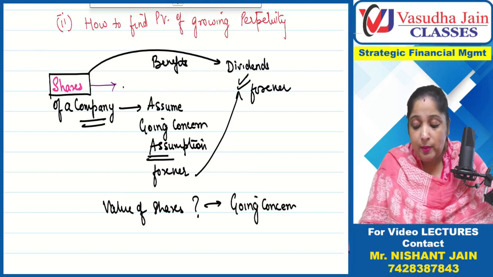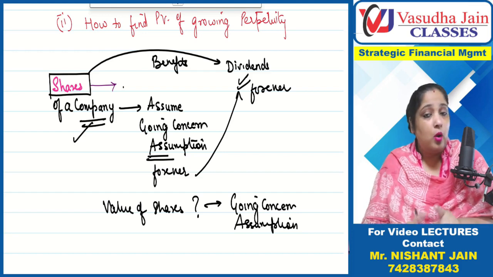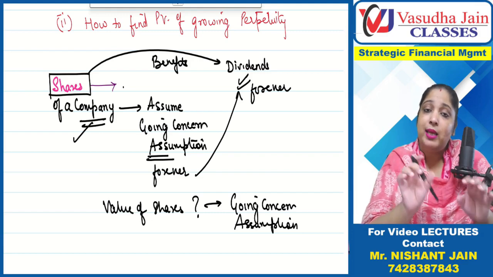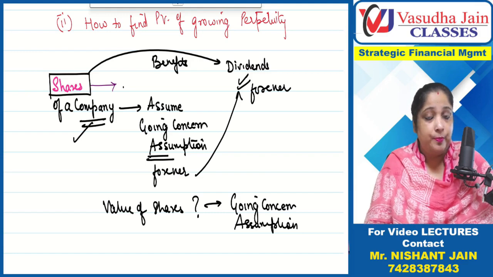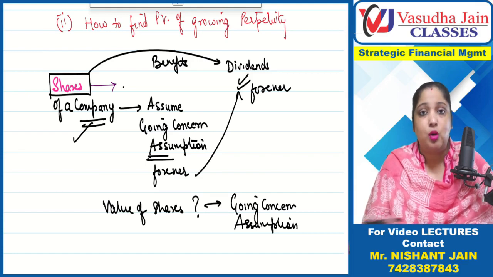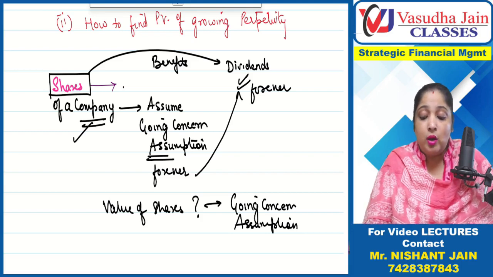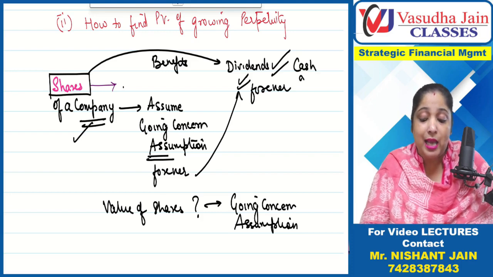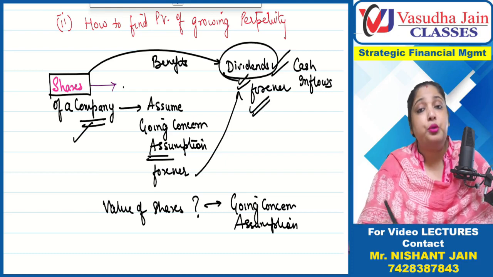Let me repeat myself again. Since you are assuming that you are investing in a company which is going to run forever, and you are never going to sell shares, you are going to invest your money in this company forever, then obviously the sale value at the end, that cash flow we will not consider. So only one cash inflow is associated with the shares, that is dividends, which are going to accrue to you forever.